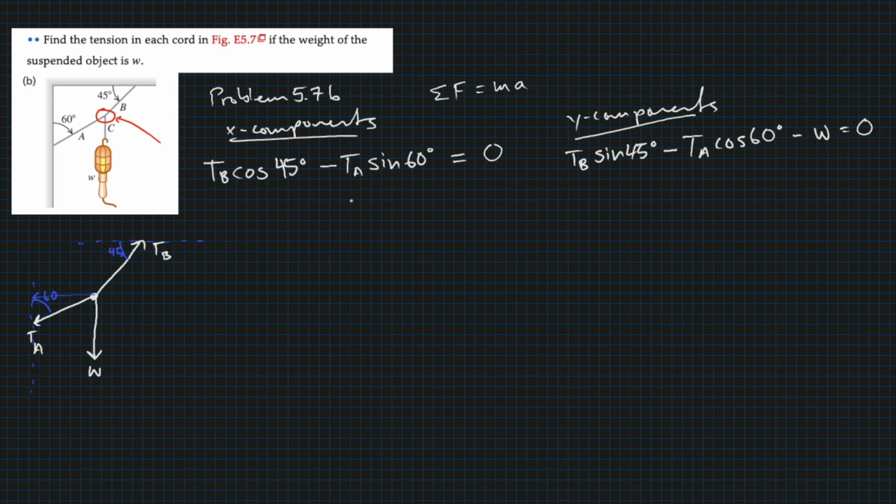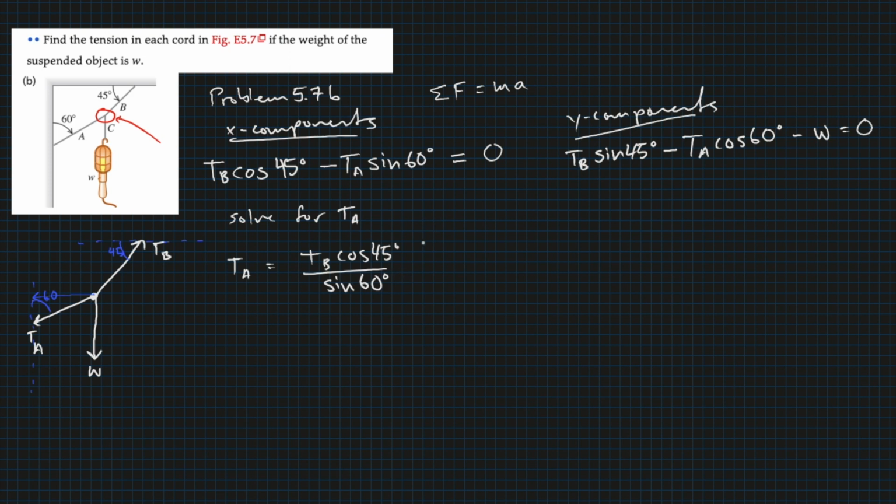So I'll do that same way as before. I'm going to solve for tension A out of the x component equation and substitute it into the y component equation. So that's the first thing here. I'm going to solve for tension A right from the x component equation. So it's going to be TA is equal to tension B times cosine of 45 degrees divided by sine of 60 degrees. So some quick algebra there just to isolate out tension A.